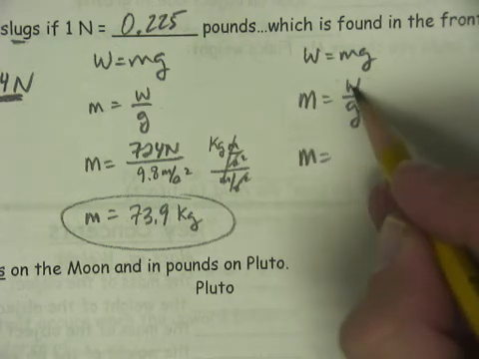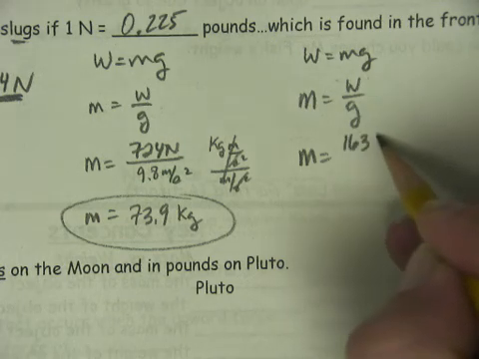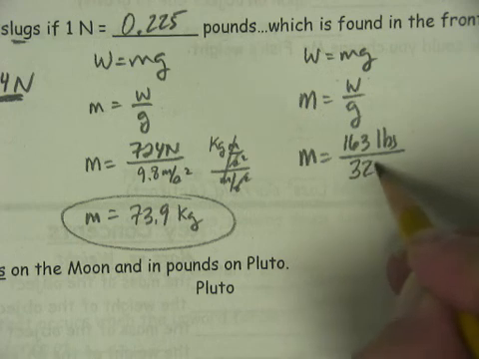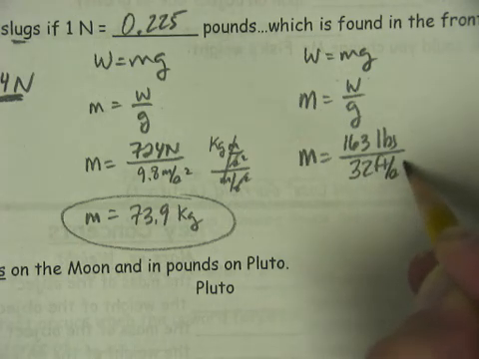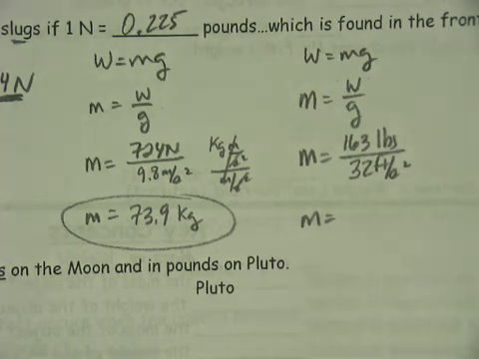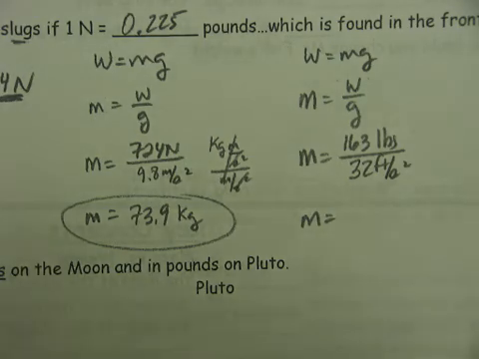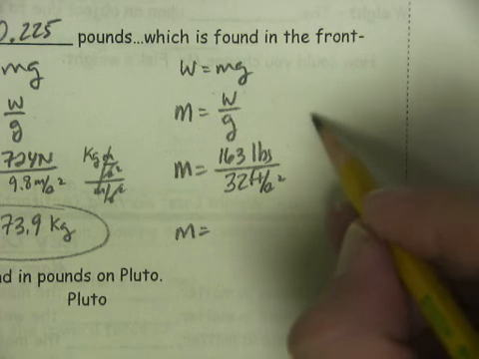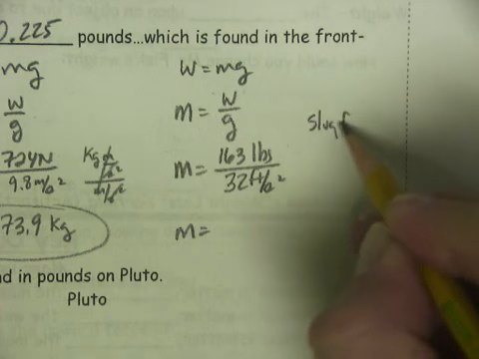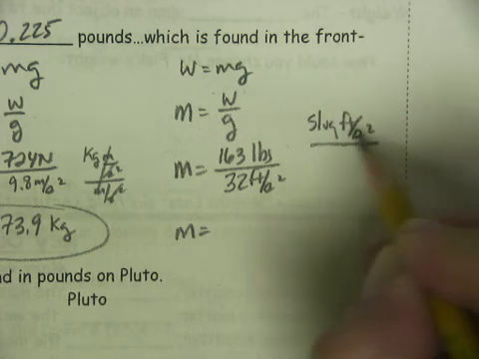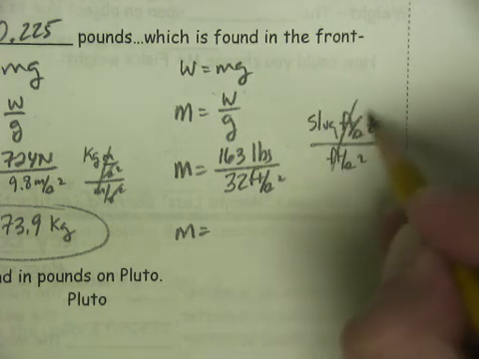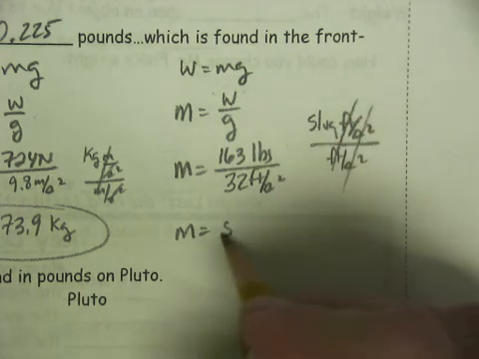My weight, now I'm going to use pounds on this, is 163 pounds divided by the acceleration of gravity. In this case, I've got to use the acceleration of gravity measured in feet per second squared, because remember the other day we talked about a pound, and a pound was going to be a slug foot per second squared, and all that's divided by your feet per second squared, and all that cancels out, and you're left with a slug.